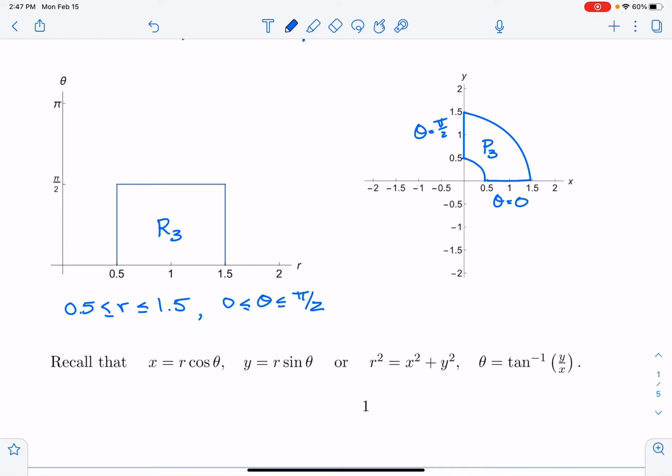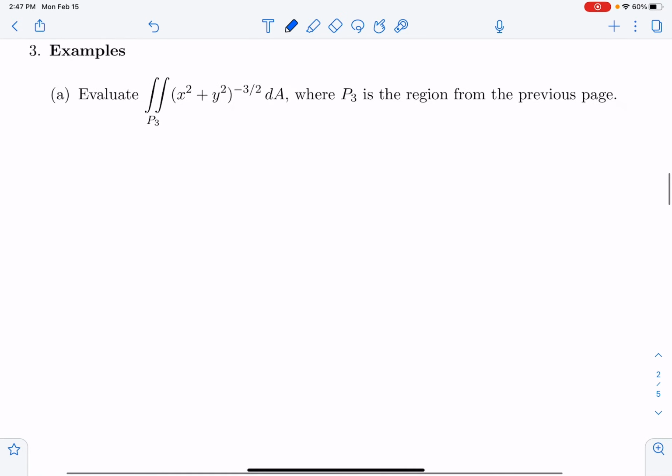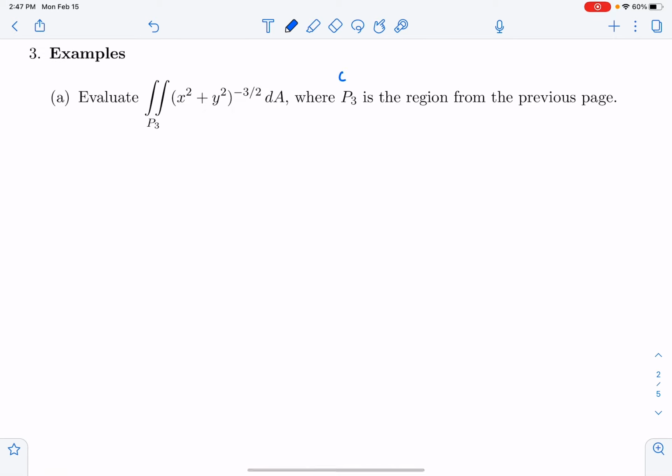So here, the radius is going to be between 1/2 and 1.5, and the angle is going to be between 0 and pi over 2. So let's just remind ourselves that r is going to be between 0.5 and 1.5, and theta is going to be between 0 and pi over 2. Okay, so we want to evaluate this double integral on this region of x squared plus y squared to the negative 3 halves dA.